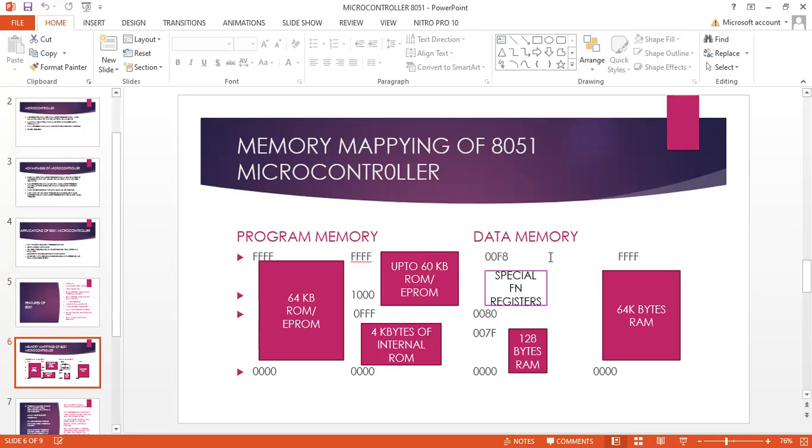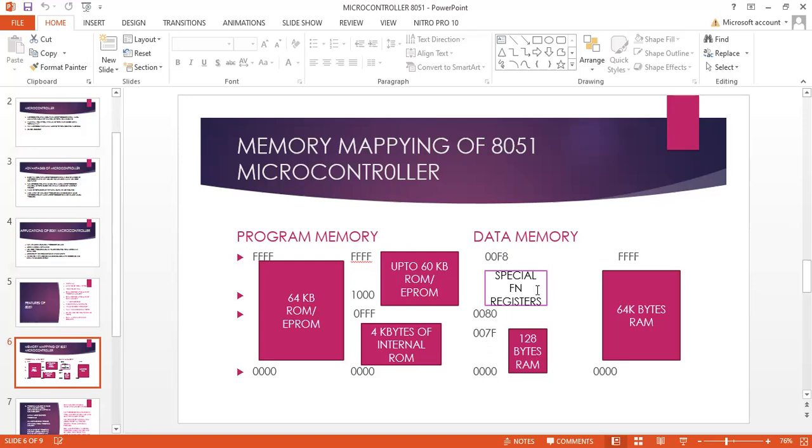Then the data memory is again 64 kilobyte of RAM. So 0000 to FFFF are the addresses. Out of that, how much is the internal RAM? It is 128 bytes of RAM, therefore the addresses will be from 00 to 7F. And it has special function registers, 22 special function registers are there. So after 7F, the address is 80 to F8.